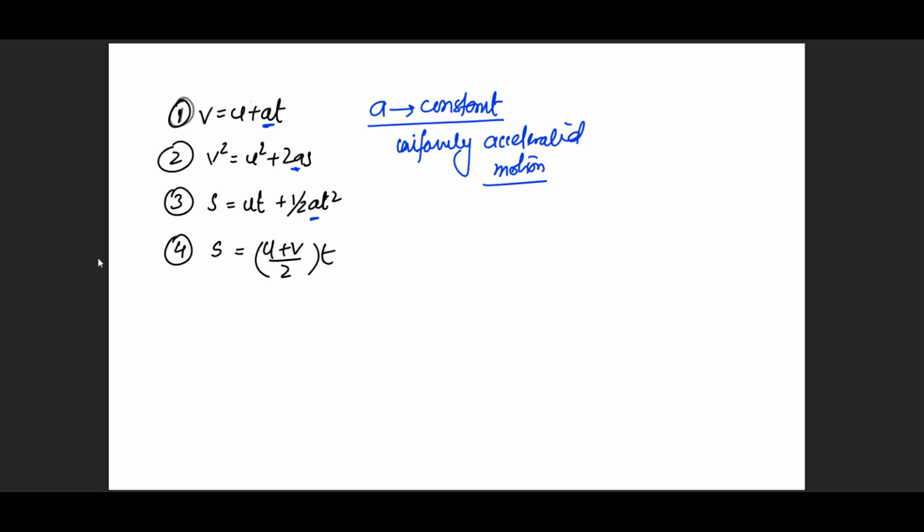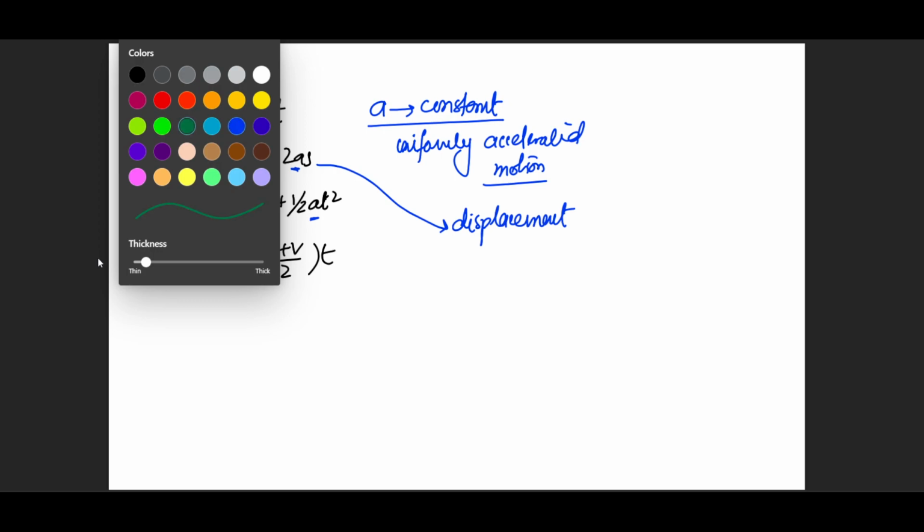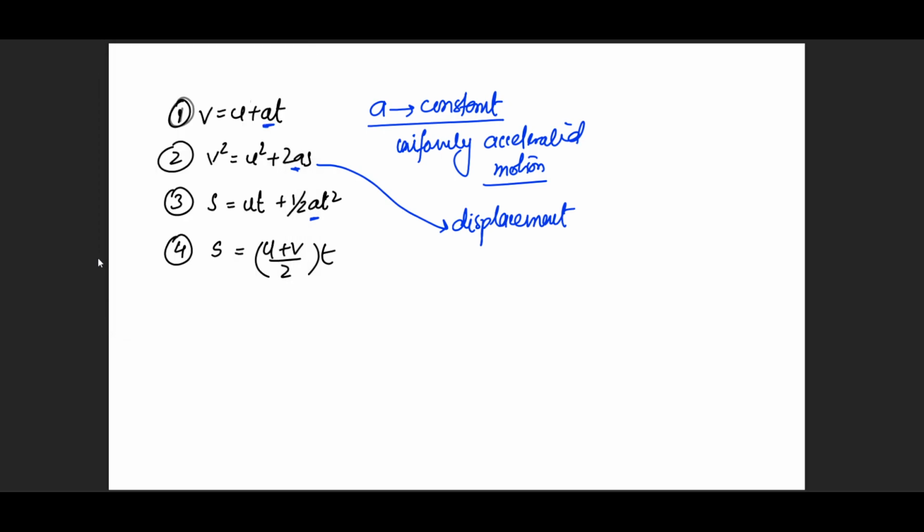And some of the common factors that are new over here, S is basically your displacement, but we can use this as distance as well if the direction of distance and displacement are exactly the same. It wouldn't matter. And we are familiar that U is initial velocity, V is final velocity, T is time, and all the other variables we are very familiar with. So only new variable was S.